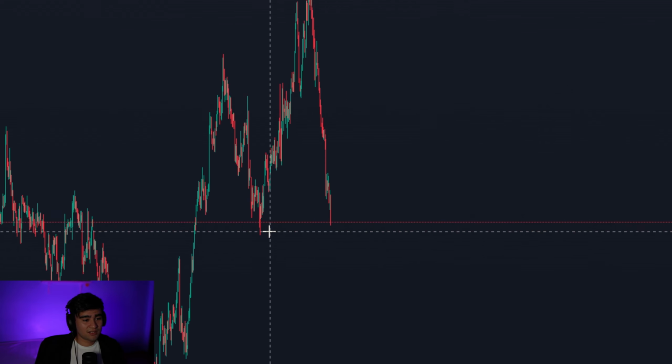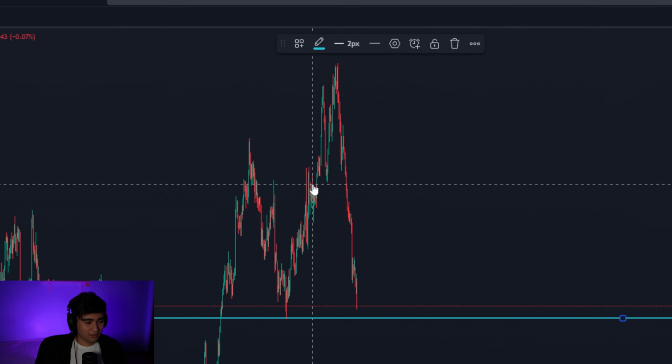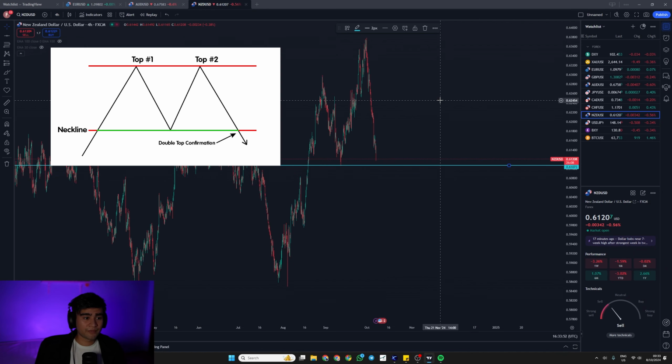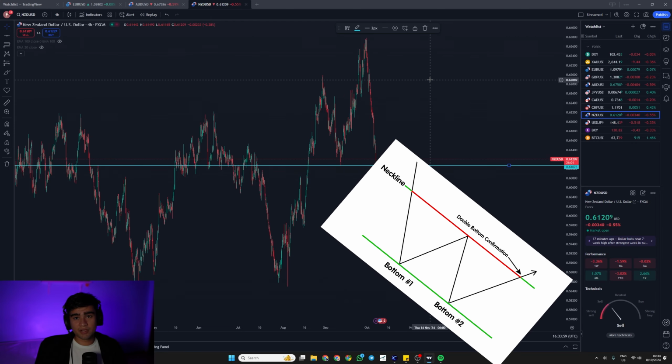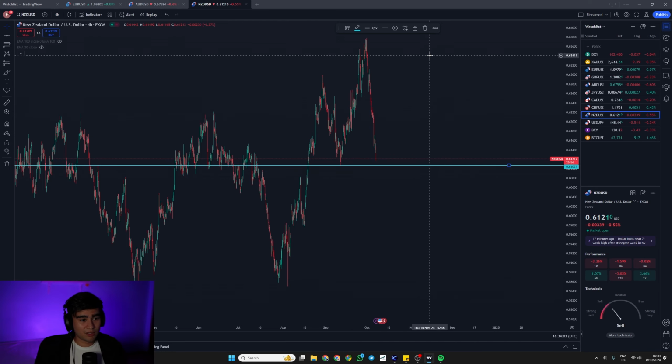In case you guys didn't know or would like to follow along, this chart pattern is actually, without further ado, a double top. Double top is the exact opposite, or the inverse, of a double bottom lah. If you guys aren't familiar with it, I'll put something here on the screen so you can have a look at what a double top is.